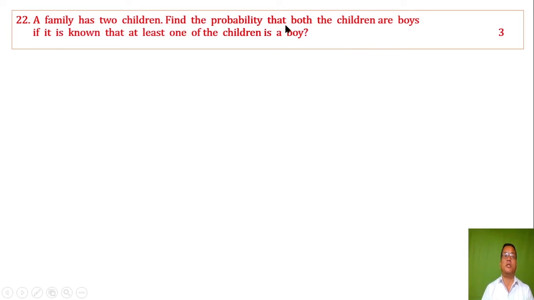Question: A family has two children. Find the probability that both the children are boys if it is known that at least one of the children is a boy.